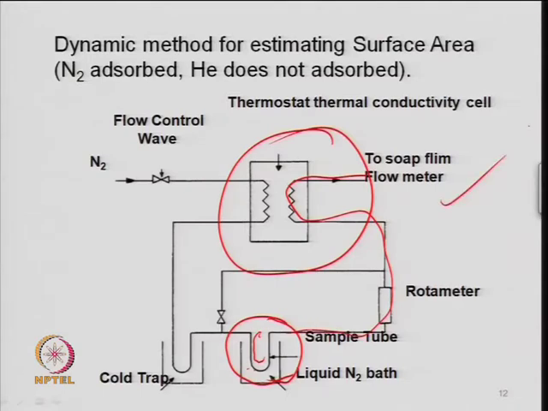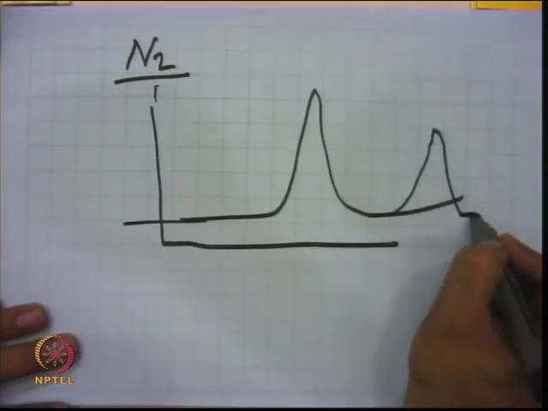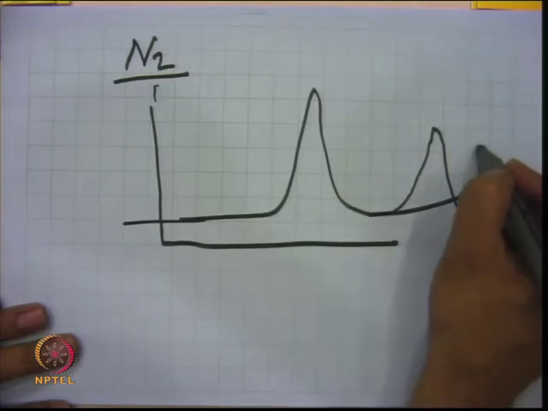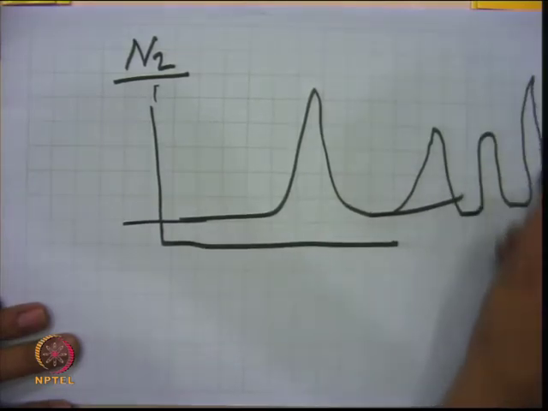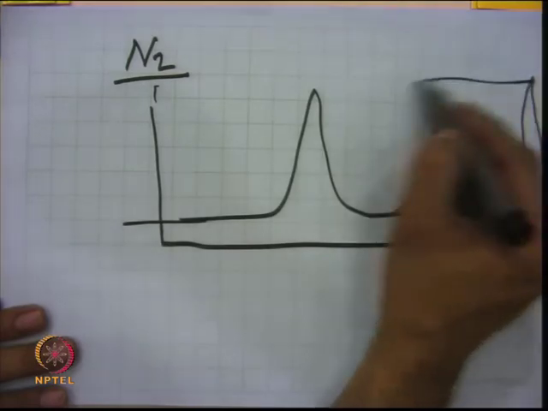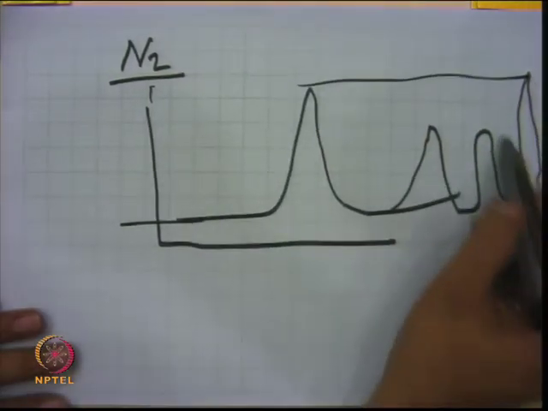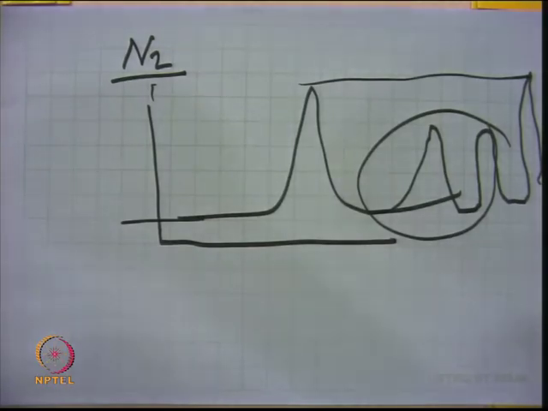But as soon as your adsorption starts, what will happen? Part of the nitrogen will adsorb, so this area is decreasing. You will get a peak like this, and this may decrease continuously, and finally it comes to the same initial value. It means the adsorption is complete now. So you can find out these areas or volumes, the volume of the gas adsorbed at ambient condition, and you convert that volume to the temperature of liquid nitrogen, which is minus 196 degree centigrade.